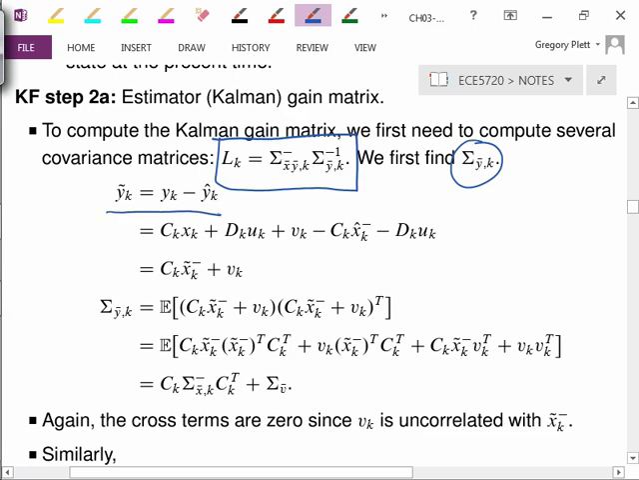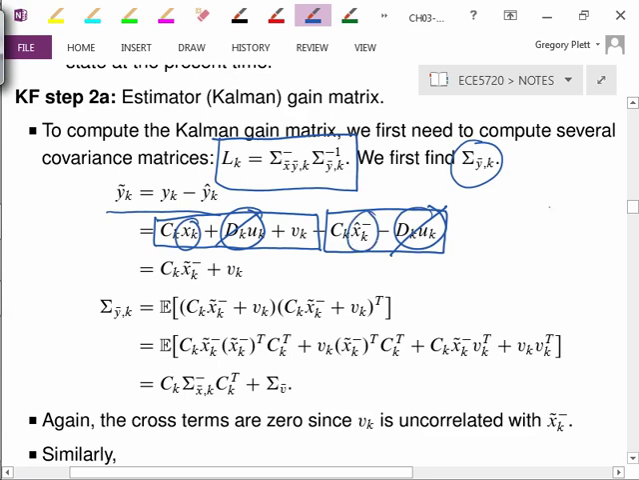We start by saying y tilde equals y minus y hat. y from our model is Cx plus Du plus v. y hat is C x hat plus Du, and we're subtracting. And we've seen something like this before. The Du and the Du's subtract out, they cancel out. And I have C times x minus C times x hat minus. So x minus x hat minus is x tilde minus. So all of that together gives me C x tilde minus plus v.